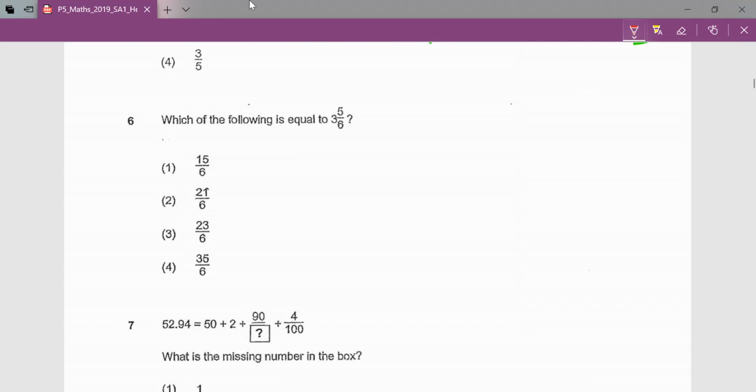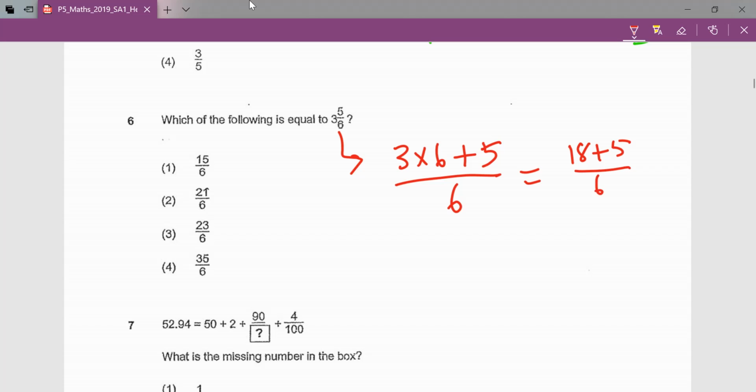For this question, which of the following is equal to 3 and 5 over 6? As you can see, this is a mixed number. All the options given are improper fractions, so you just have to convert this into an improper fraction. So it's going to be 3 times 6 plus 5 over 6. So it will be 18 plus 5 over 6, which would be 23 over 6. Answer is 3.